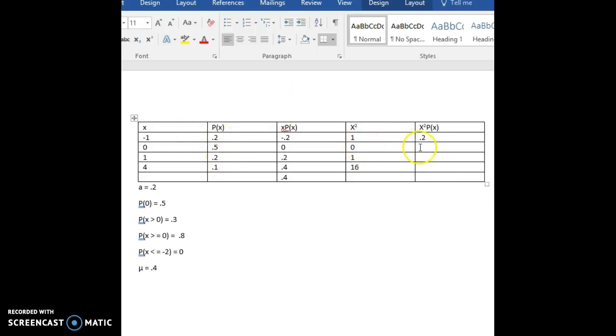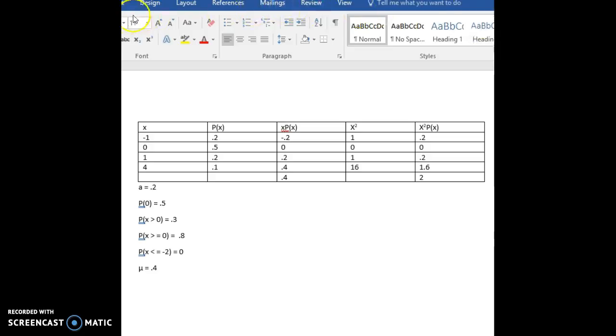0.5 times 0 is still 0. 0.2 times 1 is still 0.2. And 0.1 times 16 is going to be 1.6. And now let's add this column. So if we add this column, that's going to give us 2. All right, so let's use our formula and find our variance.